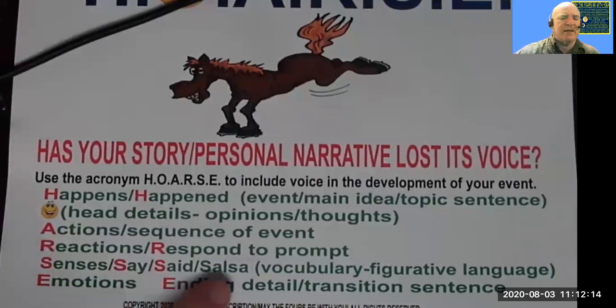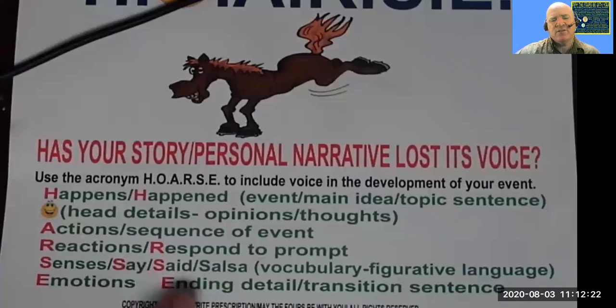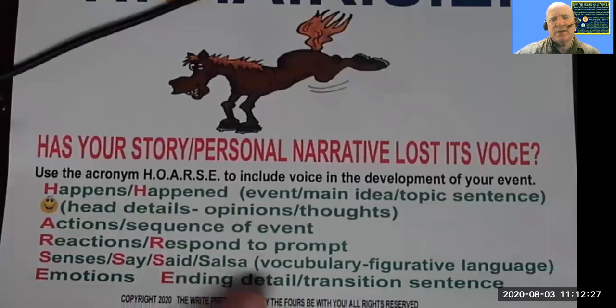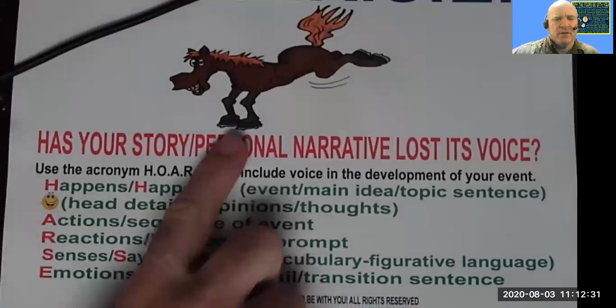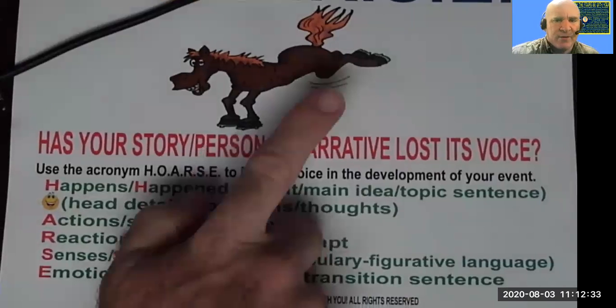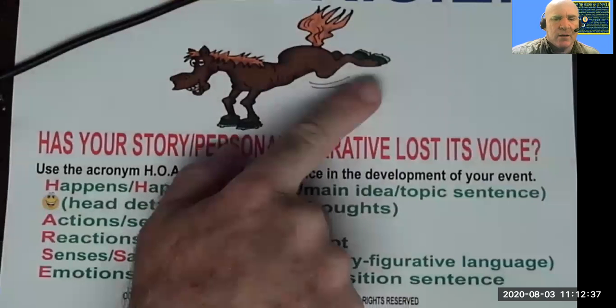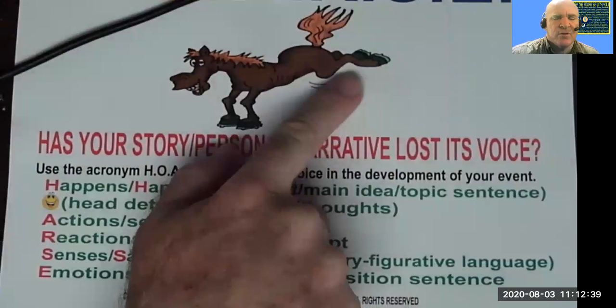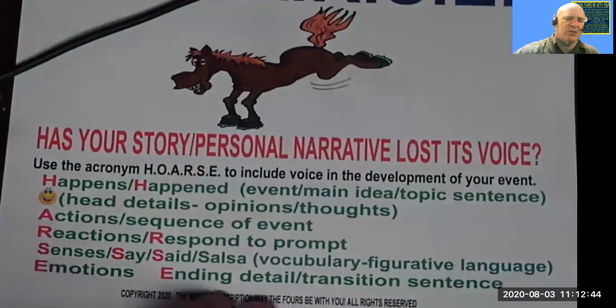How do we get the salsa in there? The high vocabulary and figurative language. How are you feeling during and after the event? And how does it end? What transition sentence can we use to get to the ending? You see the front of him is on the ground, but the back of him is up in the air. So the ending, his two hooves, is kind of up to him. How does the student want to close this story?